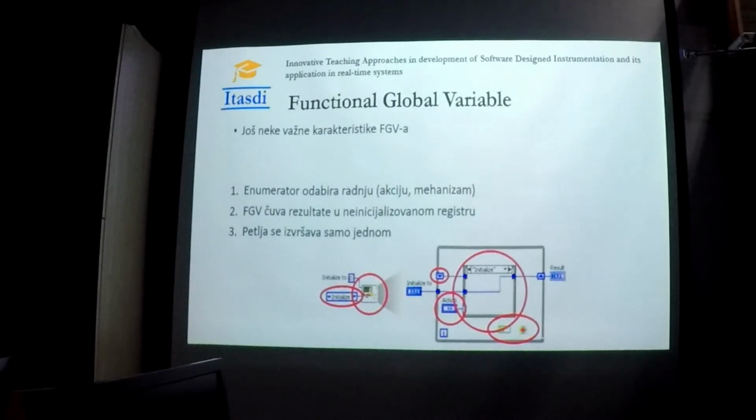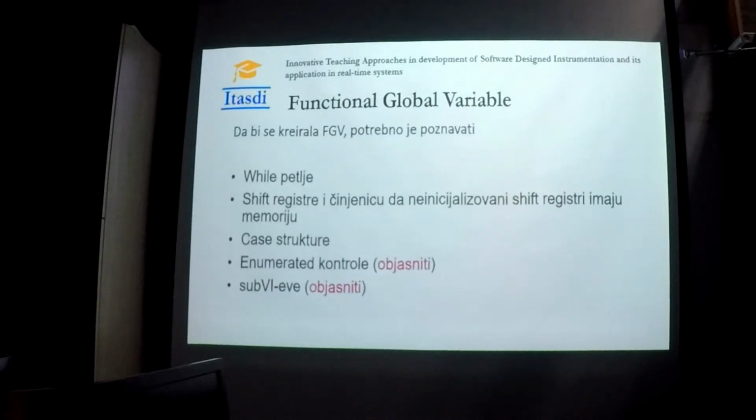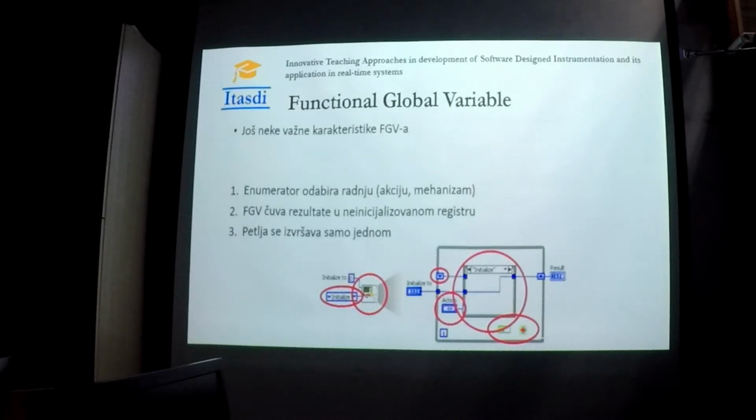These are some more major characteristics of FGV: the enumerator, the enumerated control, chooses the action, so the mechanism. So if we are going to use get, set, or action, let's say mechanism, the functional global variable saves the results in a non-initialized shift register, and the general rule is that the loop executes only once.